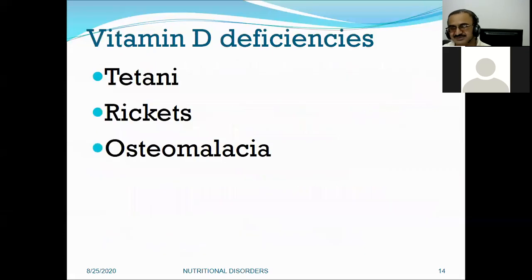So there are some common pathological disorders due to vitamin D deficiency. Tetany, development of seizures, fits, hands twist and jerks occur in children, rickets in the children, osteomalacia in the adults. So these are the most common pathological disorders of vitamin D deficiency.